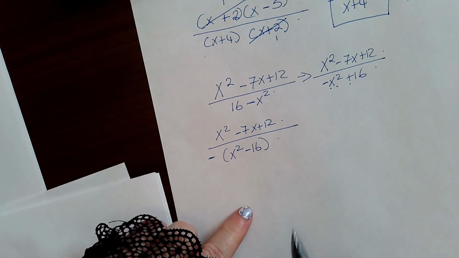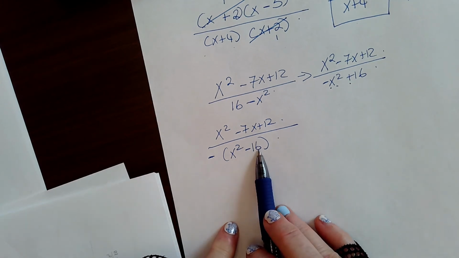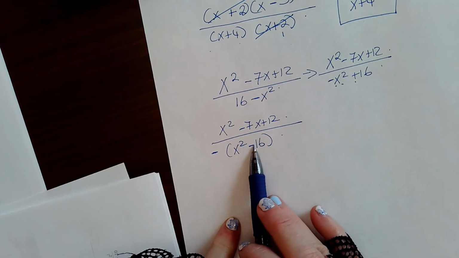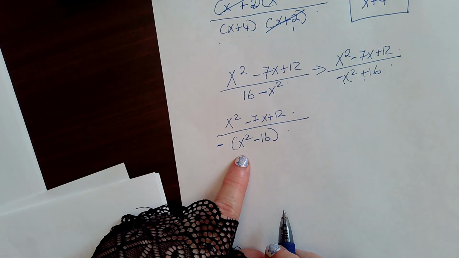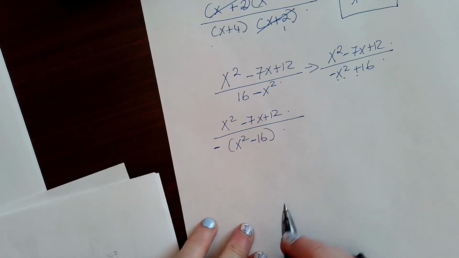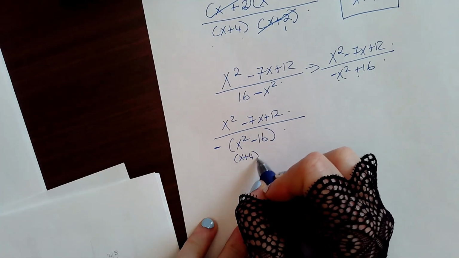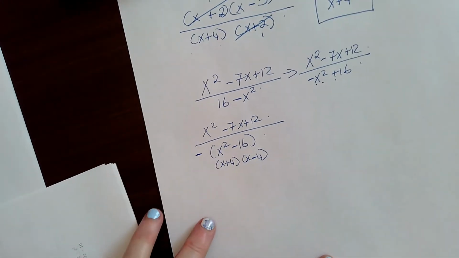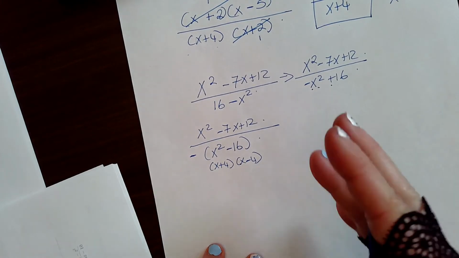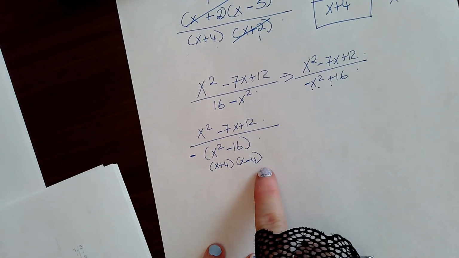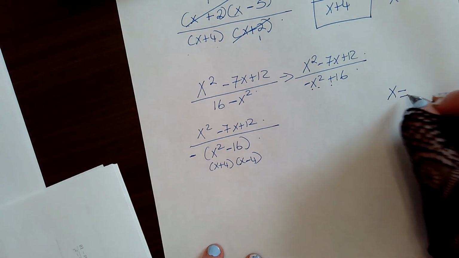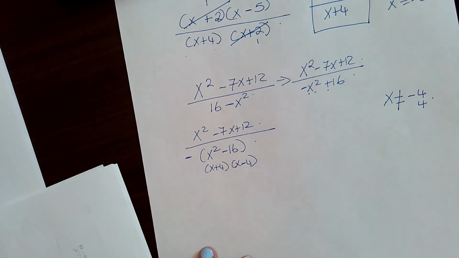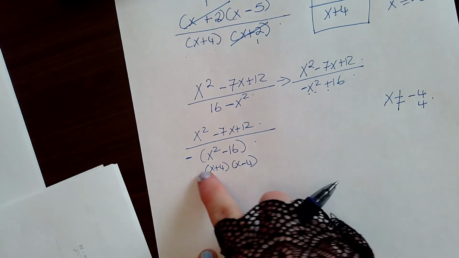Now hopefully you should recognize this as a difference of perfect squares. 16 is a perfect square. Has a minus here, so this is going to factor to x plus 4 and x minus 4. So that's what I'm going to do here. If I set those two equal to 0, I'm not going to show every step because I've already done that, and you should know what I'm doing now. Your two excluded values can't be negative 4 or 4. Those are the two excluded values from the bottom here.